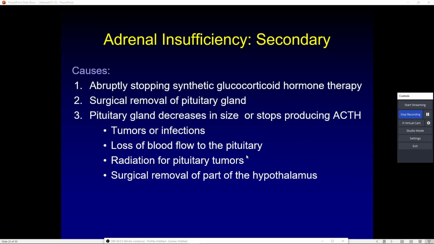Secondary, abruptly stopping synthetic glucocorticoid hormone therapy. I already talked about it. Surgical removal of the pituitary gland itself or removal of the adrenal glands. Actually, removal of the adrenal glands would be primary. I apologize. Secondary would be adrenal or pituitary gland removal. Pituitary gland decreases in size or stops producing ACTH because of tumors, infections, loss of blood flow to the pituitary, clot, radiation for pituitary tumors, or surgical removal of part of the hypothalamus.